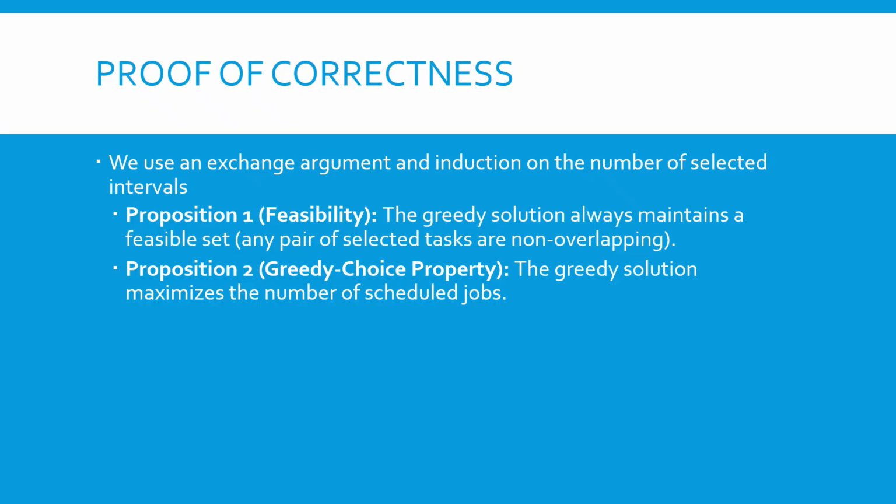First, the algorithm always produces a feasible set. No 2 accepted jobs overlap in time. Second, the algorithm produces a maximum size feasible set. No other schedule can contain more accepted jobs.